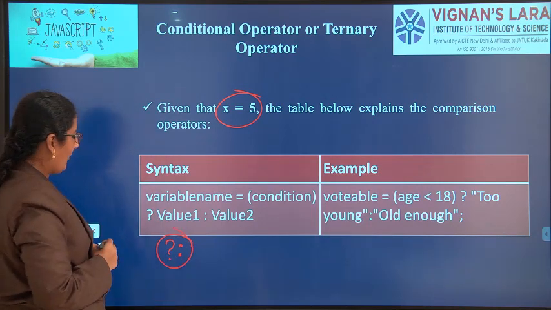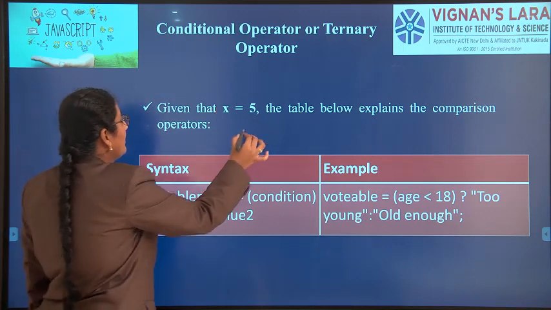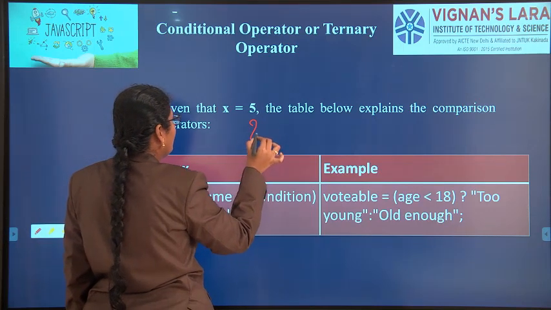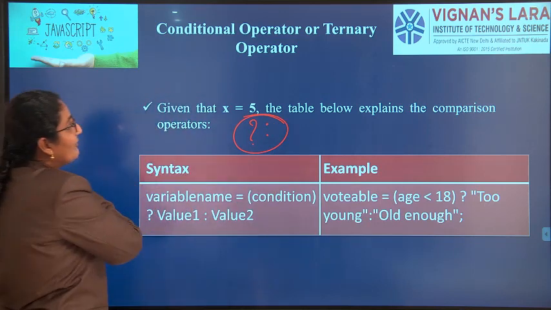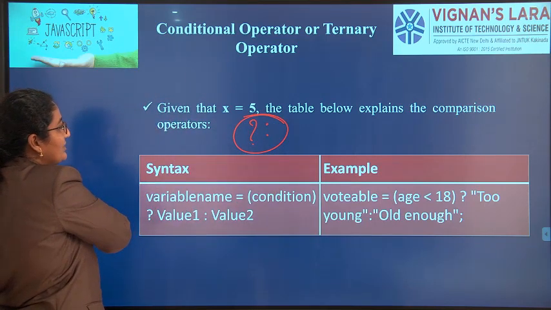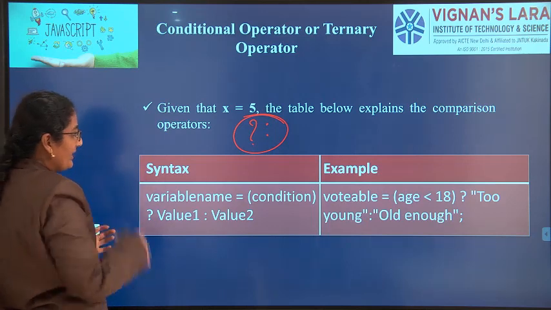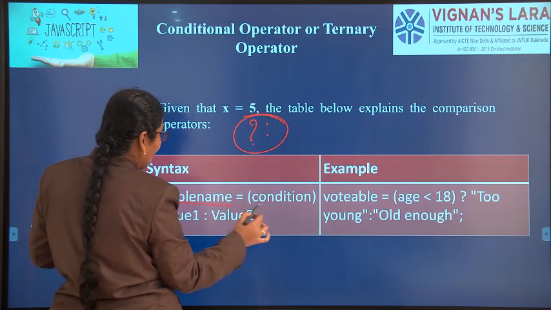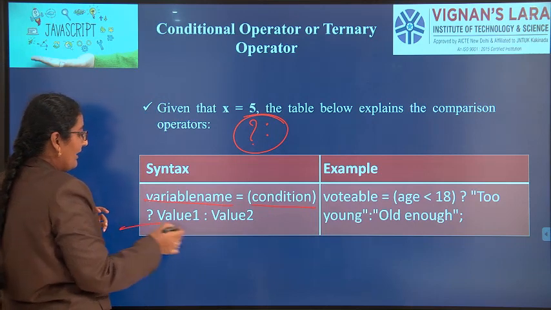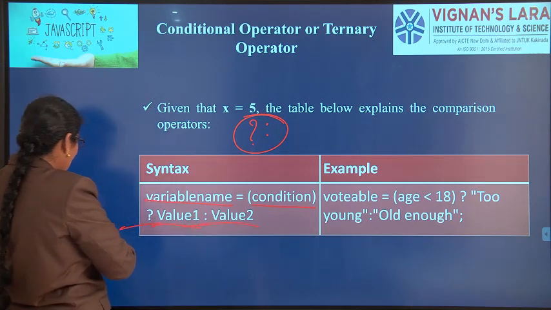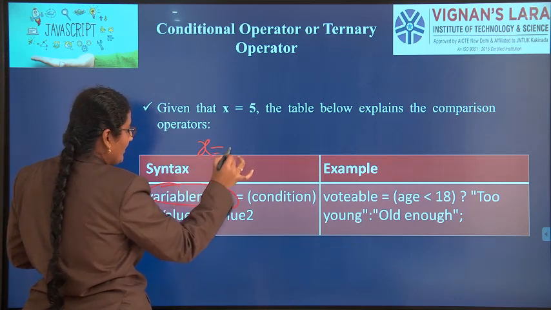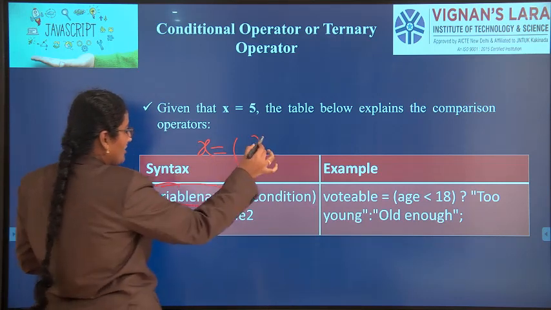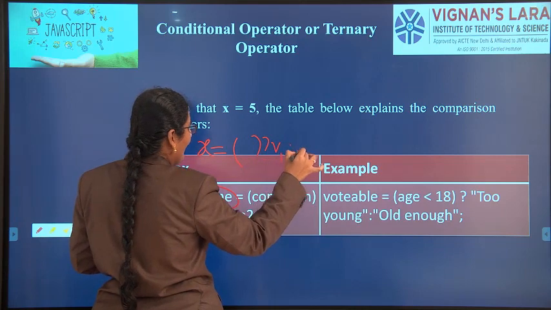This is the conditional operator. Question mark, colon is the conditional operator. In every programming language you will get a conditional operator. Here see what I wanted to do. Variable name, condition, question mark, value 1, colon, value 2. See the syntax? Variable name, maybe some x, equal to condition, question mark, value 1, colon, value 2.